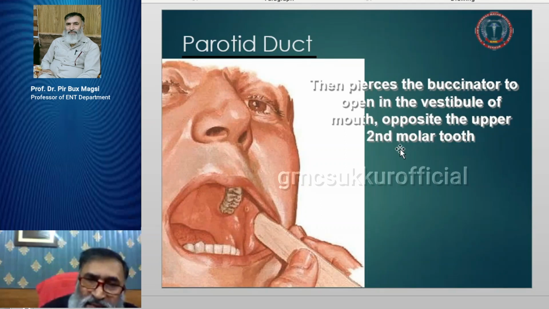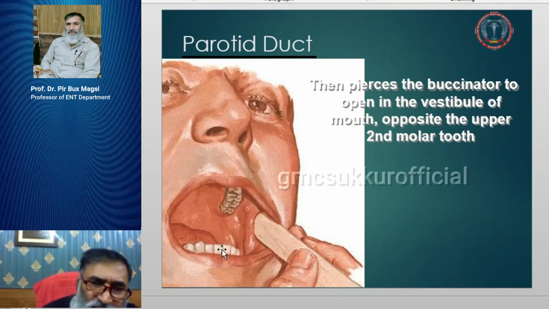Now this is the opening of the parotid duct. You see, this is the opening of the parotid duct opposite the upper second molar teeth. This is the opening of the extensor duct or parotid duct opposite the upper second molar teeth. This is the area which is very important.